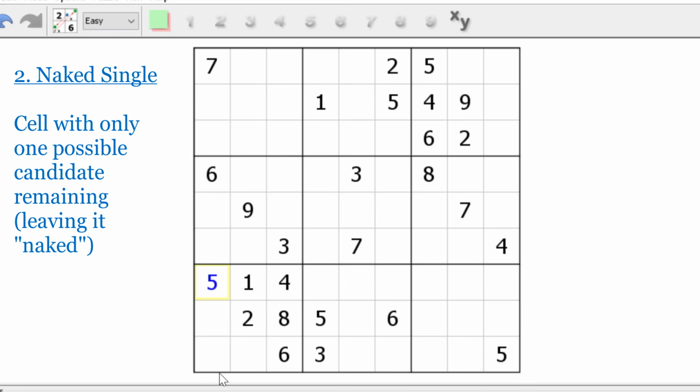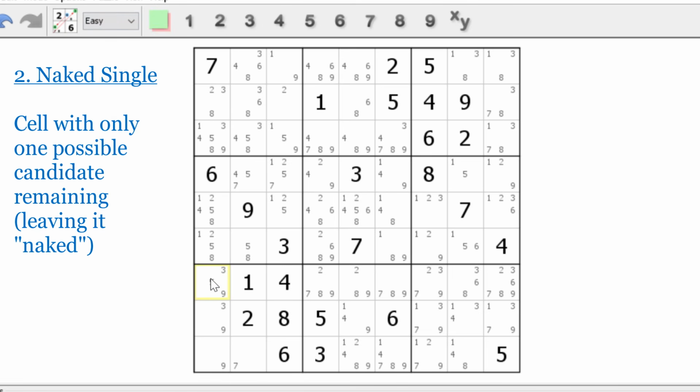Number 2, naked single. Naked single is a cell with only one possible candidate. It's naked because there are no other candidates next to it. The last cell to solve in any row or column or block has to be a naked single. This can also be called a full house. And what you'll see is the last 15 to 20 cells that you solve in a Sudoku puzzle, they're usually all naked singles. So very powerful. Between the hidden and naked single, you're solving 30 to 40 of the cells at least for every puzzle. Here's an example.